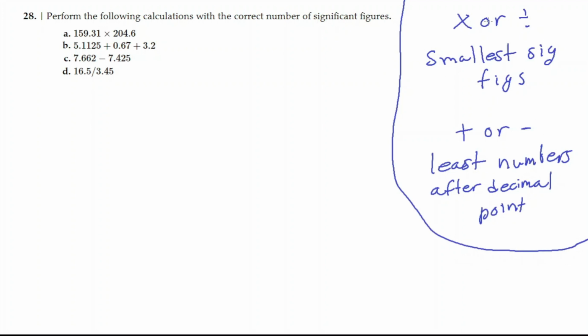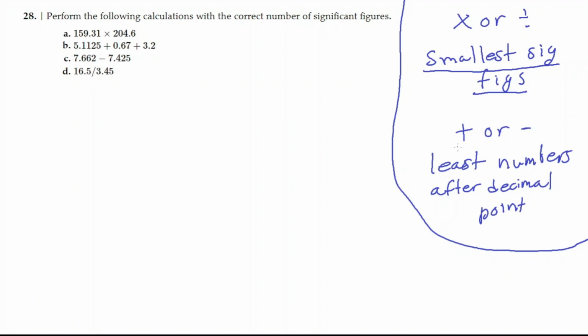So when you multiply or divide with numbers and you need to get the correct number of sig figs, you want your answer to have the same sig figs as the number with the smallest number of sig figs at the start. And you'll see it put into application with these questions.